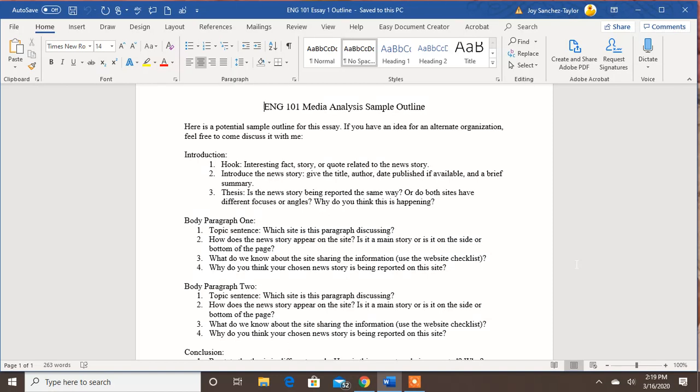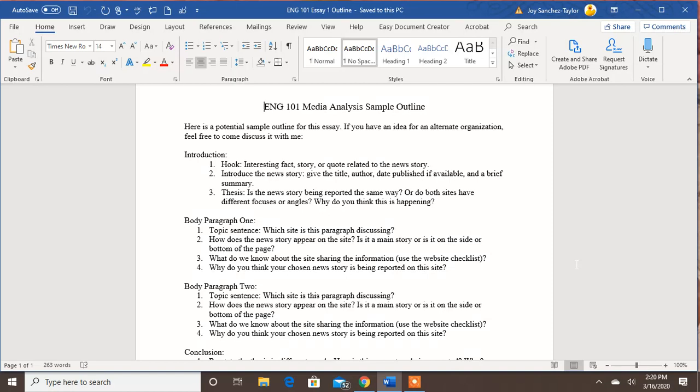I am giving you this sample outline that I'm showing you. It's going to be under the Assignments tab on Blackboard. I'll put it up towards the end of week 4 so people don't get confused. The sample outline, as it says here, is one way to organize this essay. It's not the only way.